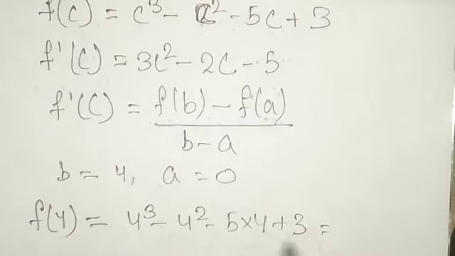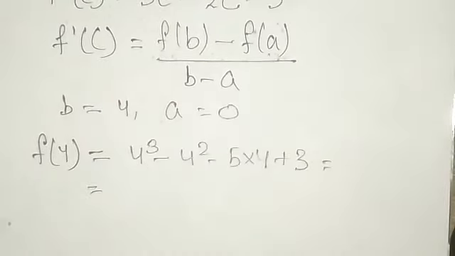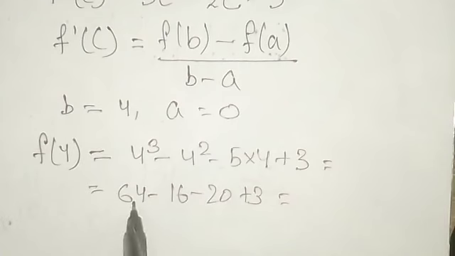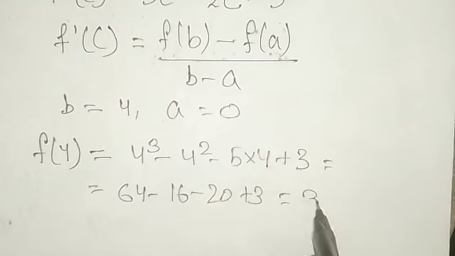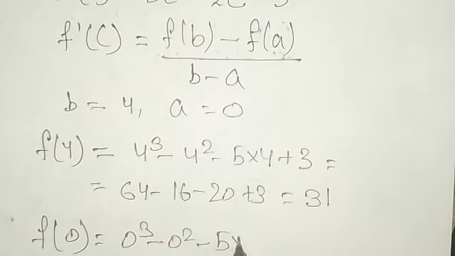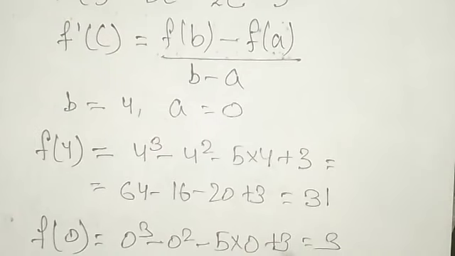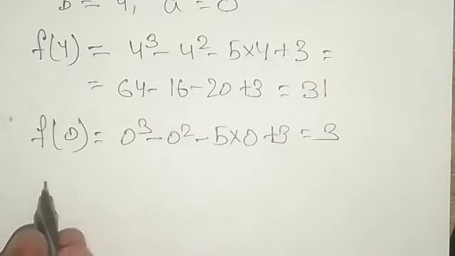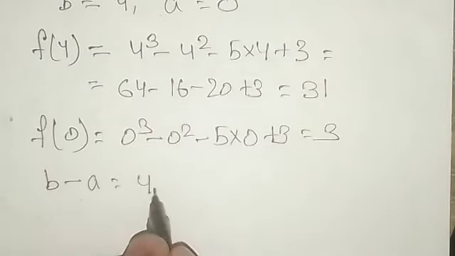So this is 64. Here we can write that it's better: 64 minus 16 minus 20 plus 3. So this is how much? That is 31, right? Similarly, we can find f of a. f of a means 0, right? So that is 0 cube minus 0 square minus 5 into 0 plus 3, which is nothing but 3 only, right? Now b minus a is equal to 4 minus 0, which is 4.